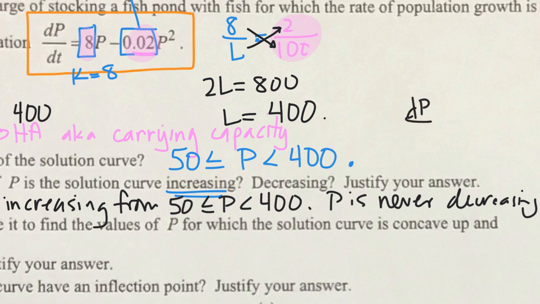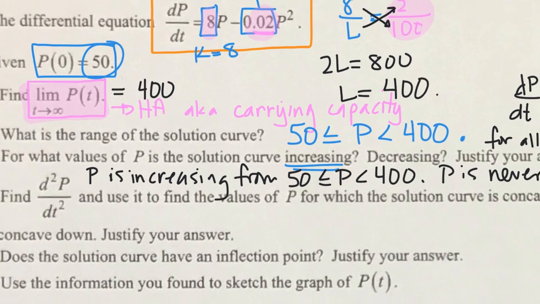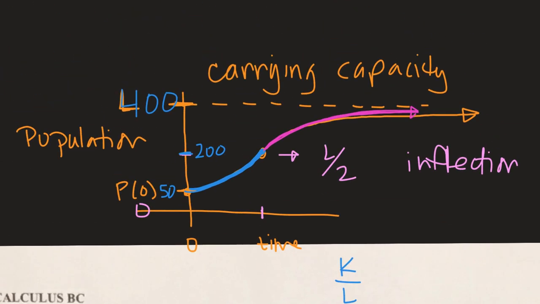Okay, so dP/dt, that rate of change, is always positive for all populations. Now this next question is asking us for when our curve is concave up and concave down. So that's what I was talking about up here before. Concave up on the blue interval and concave down on that pink interval. Okay, concave up. So the population of our fish is always increasing. We're always getting more and more fish up until we reach close to 400 fish.